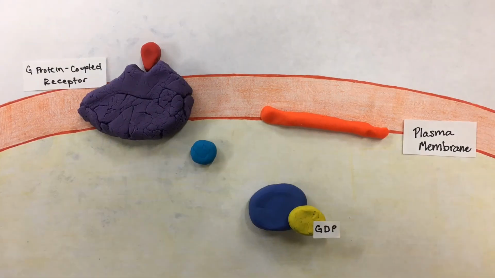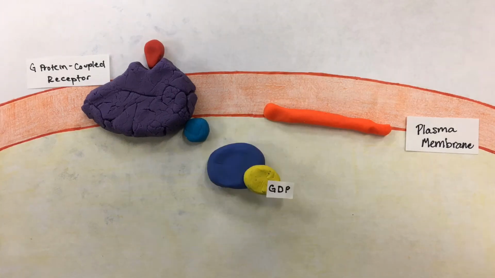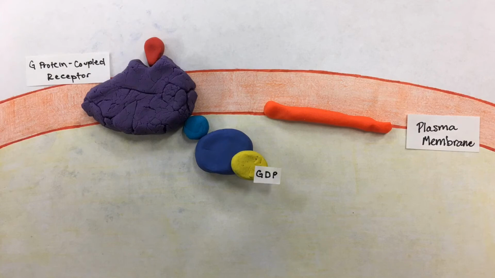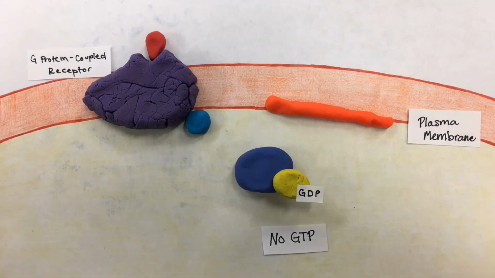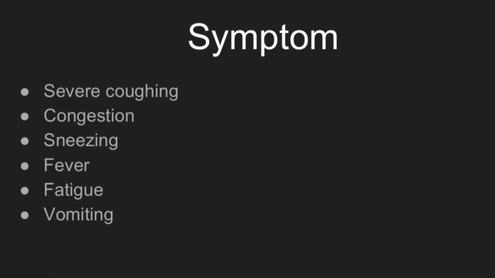This blocks the G protein from binding to the receptor, and because of this, the G protein is unable to become activated. Thus, the proper cellular response cannot be created. Symptoms that are associated with this disease are severe coughing, congestion, sneezing, fever, fatigue, and vomiting.